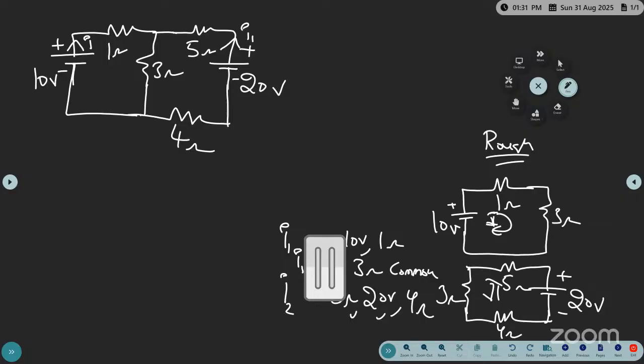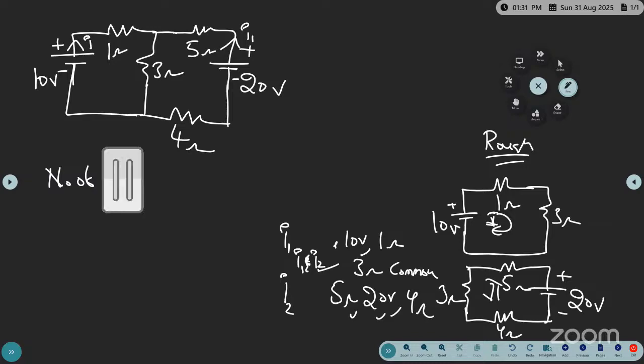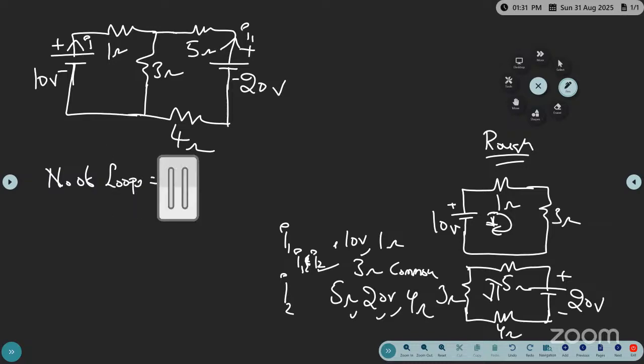Now, step 1 is: how many loops are there? The number of loops is equal to 2. It means that it is equal to the number of equations.